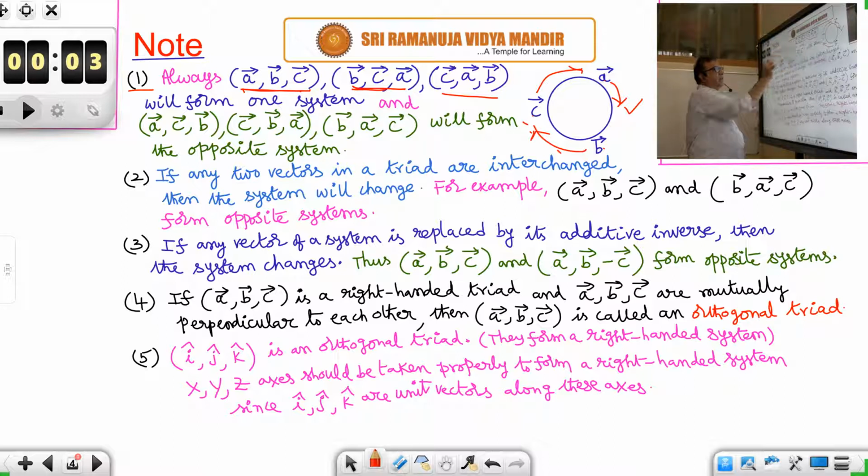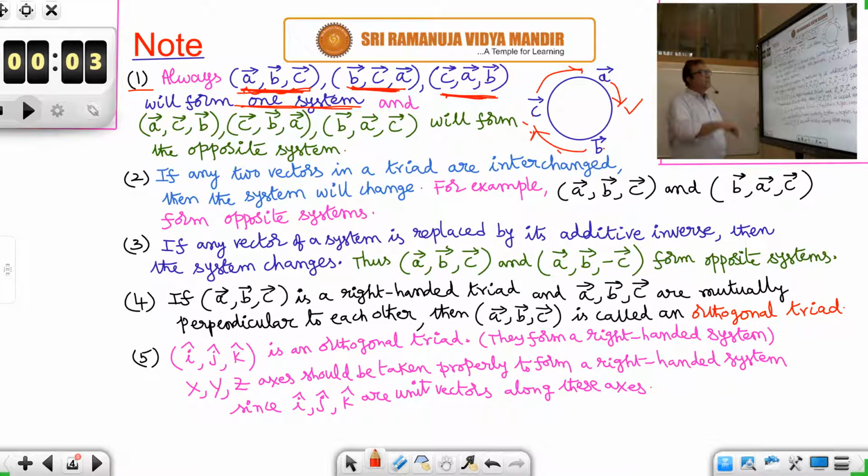To find the right-handed or left-handed system, not only the vectors in the system but their order is also important. The order A bar, B bar, C bar is different from A bar, C bar, B bar. But these three vector triads will always form the same system. That means if this is right-handed, the other two are right-handed. If the first one is left-handed, then the second and third will also be left-handed. All three will always form only one system.